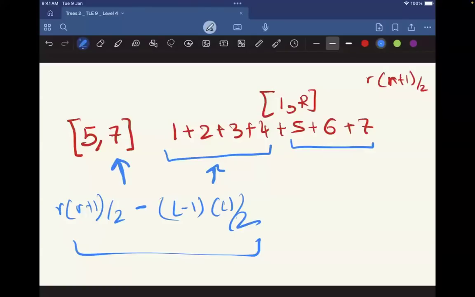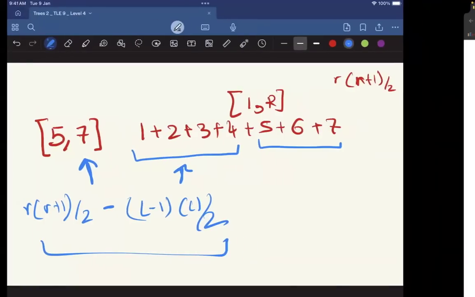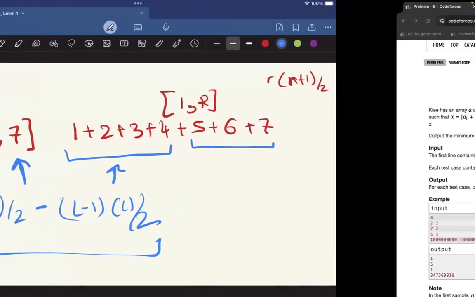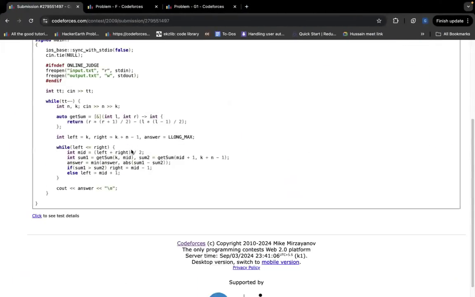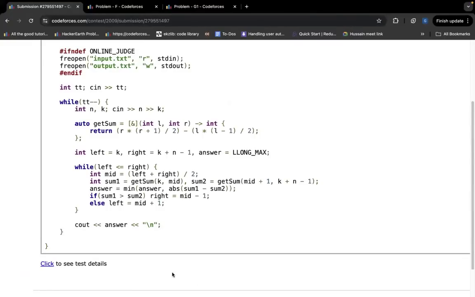Now is it clear, guys? Tell me. Yes? Is this clear for everyone? Okay. Now, if this is clear, we can just binary search over this. Let me show you the solution. So the solution is very, very simple.